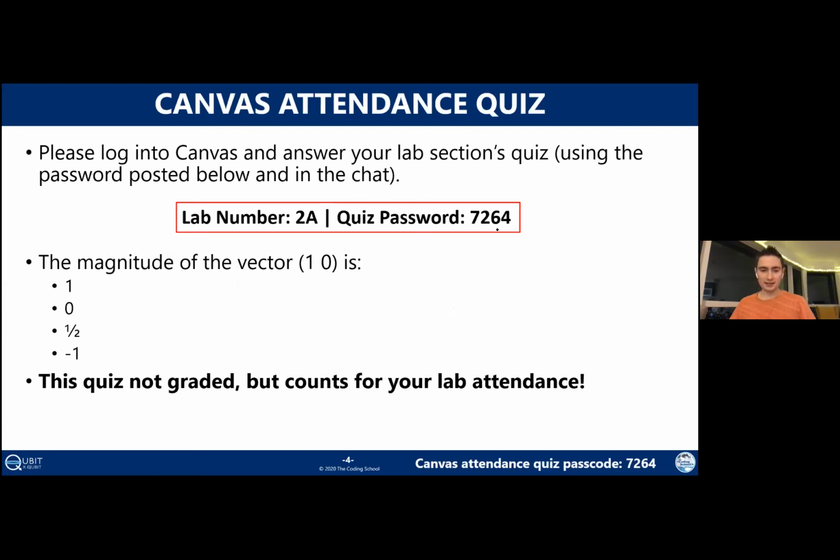And the question you'll be asked is, again, not graded, but it is related to last week's content. The question is to find the magnitude of the vector (1, 0). I'll give you the answer to this after everyone has 30 seconds or so to fill out the attendance quiz. As it says on the slide here, the quiz is not graded, but it does count for your attendance. So make sure you go ahead and fill it out.